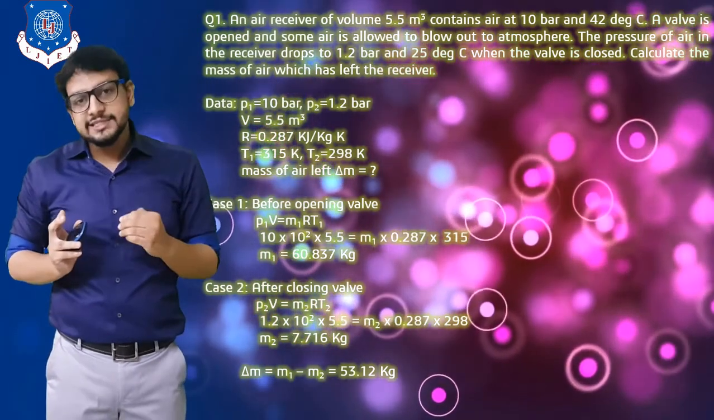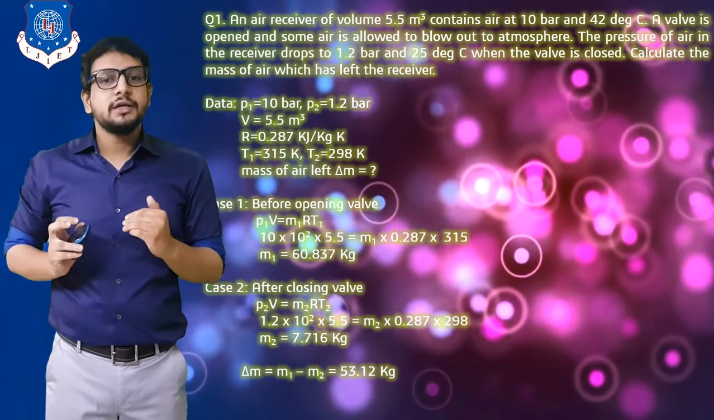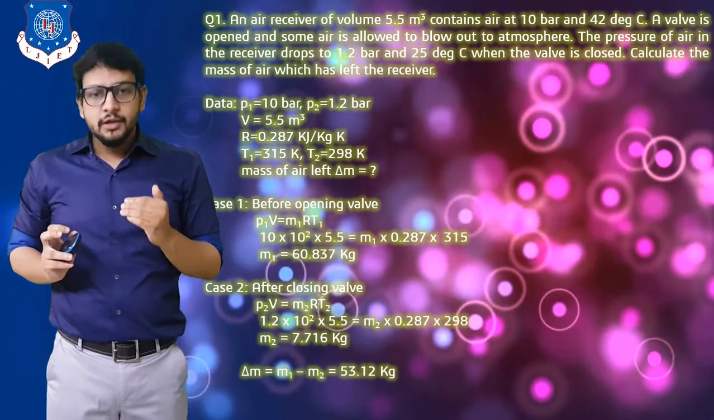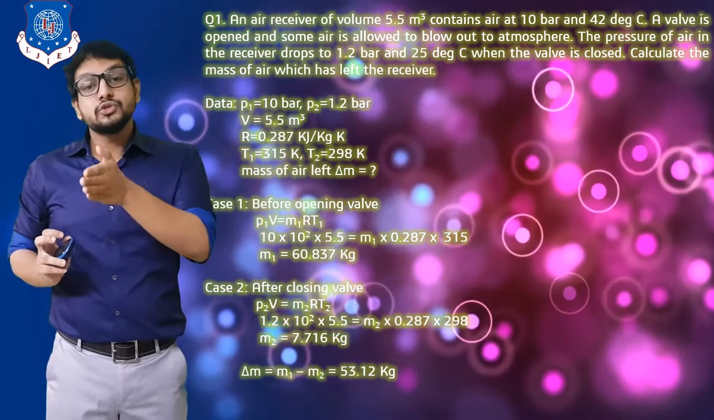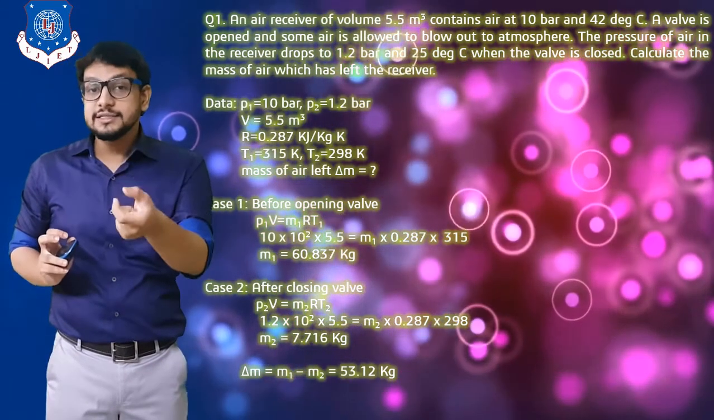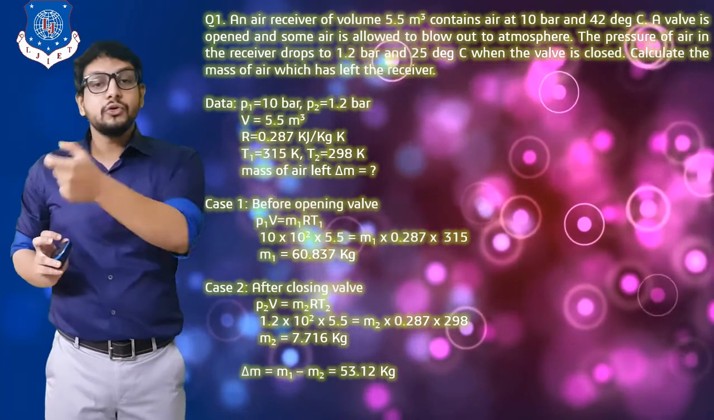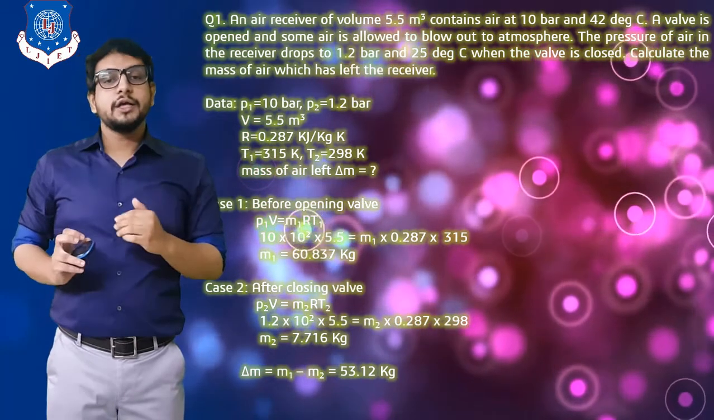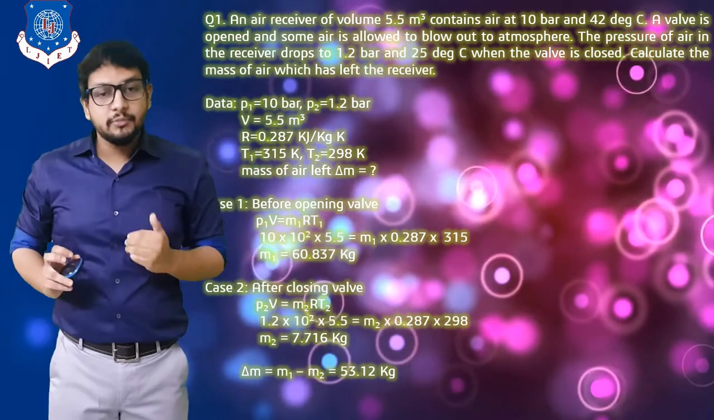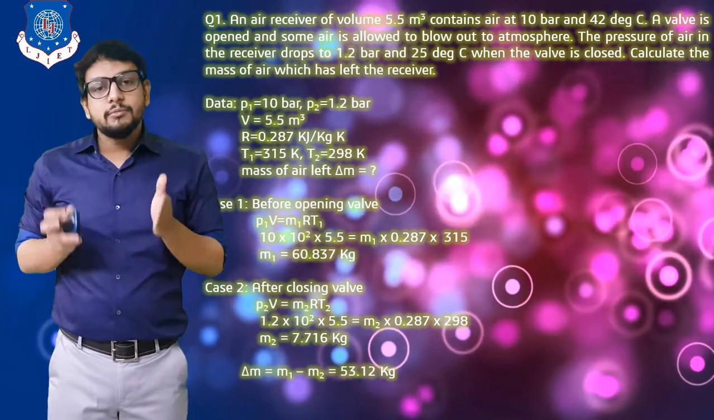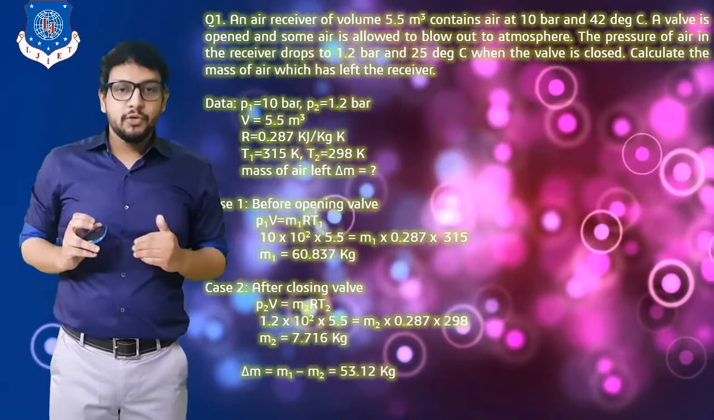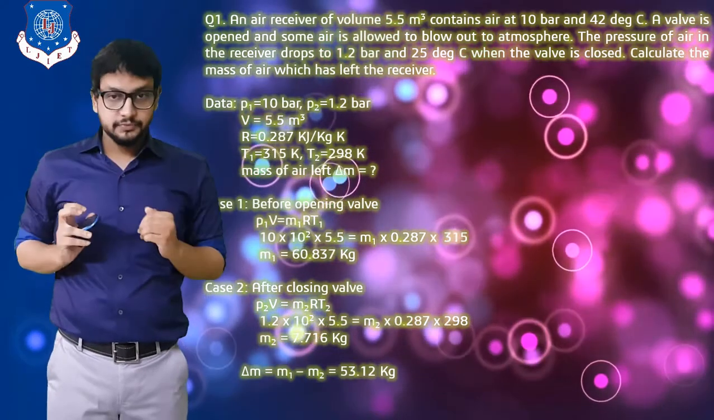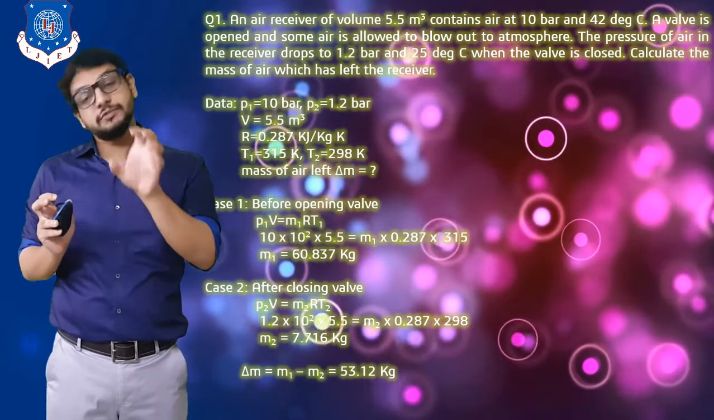On your screen, as you can see, I have written pressure P1 is 10 into 10 raised to 2, into volume V1, that is given 5.5, equals M1, that is the mass of the gas before opening the valve, into R, that is 0.287, into 315. Making M1 the subject, we can determine M1 is equal to 60.837 kg. So this is the value of mass before opening the valve. This was the total mass which was present.